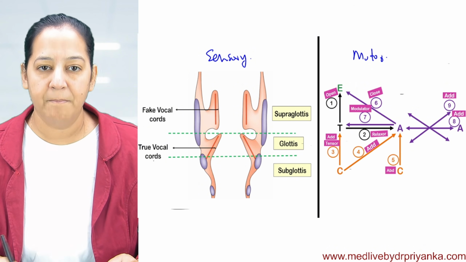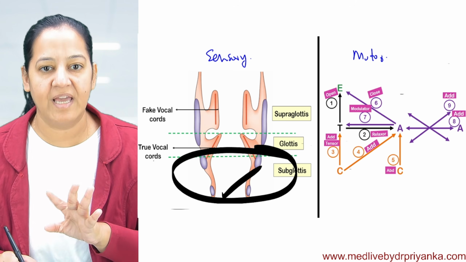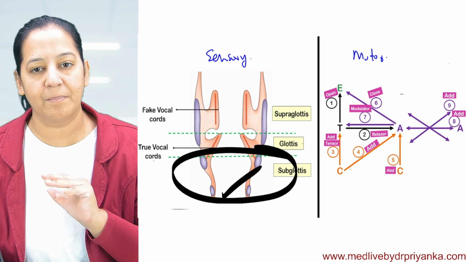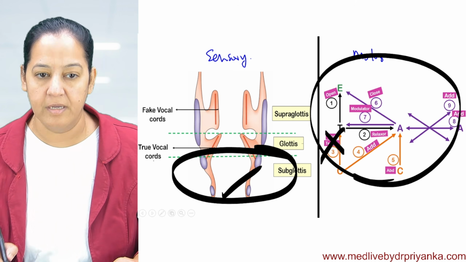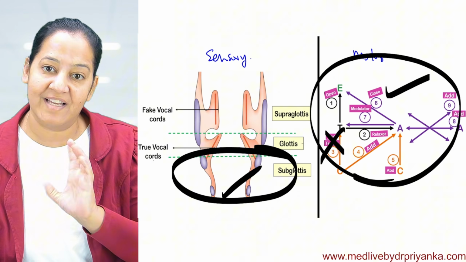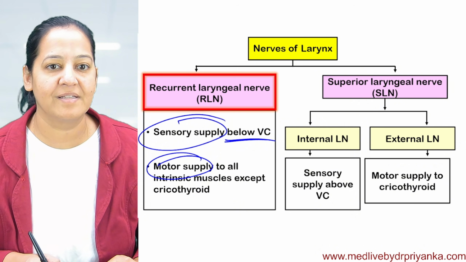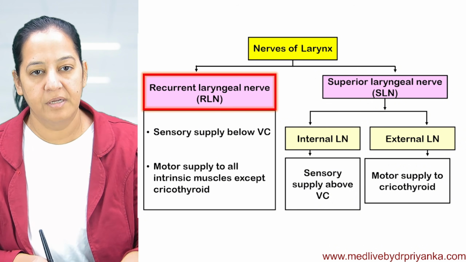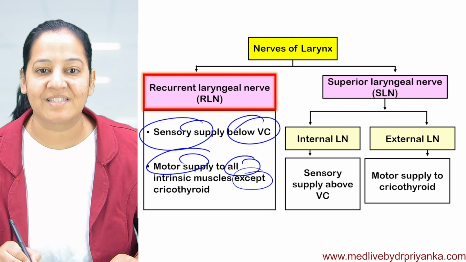Please mark it. Mark the sensory supply: the sensory supply is below the vocal cord. This area is supplied by RLN. And for the motor supply, except cricothyroid, all other muscles are supplied by RLN. Please learn it by heart. All other 8 muscles except cricothyroid are supplied by RLN. So you got the sensory and the motor supply. The same thing is written. Read it: sensory supply below the vocal cord, motor supply all intrinsic muscles except cricothyroid.